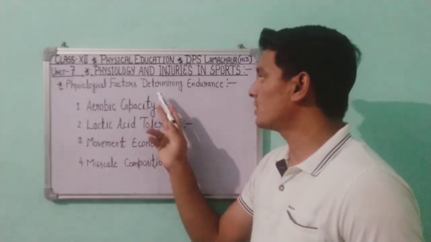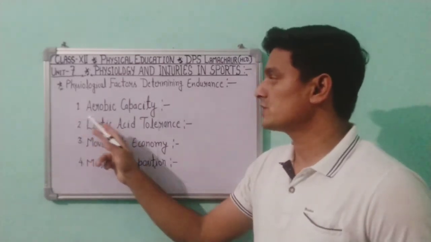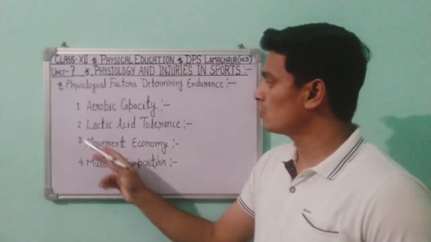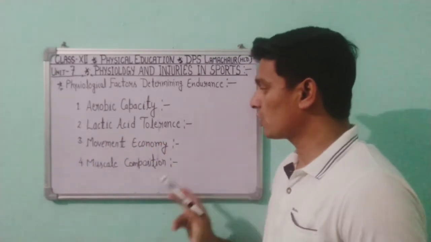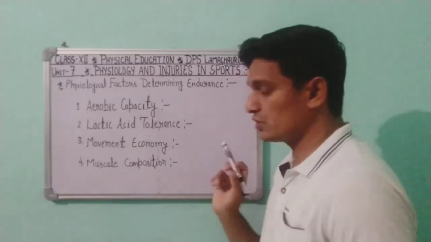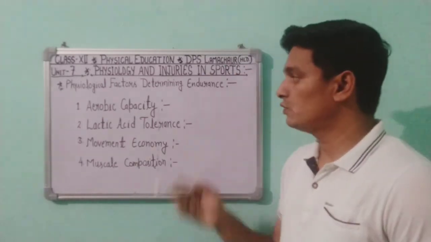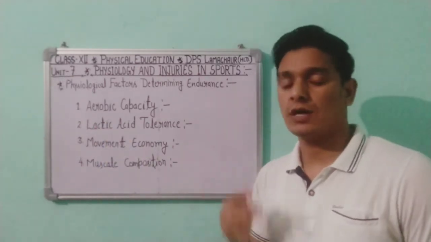Physiological factors determining endurance. Now, let's know about these all. So, the first is aerobic capacity. Number 2 is lactic acid tolerance. Number 3 is movement economy. Number 4 is muscle composition. Now I am going to explain all these one by one. So the first is aerobic capacity. Now let's know about it.